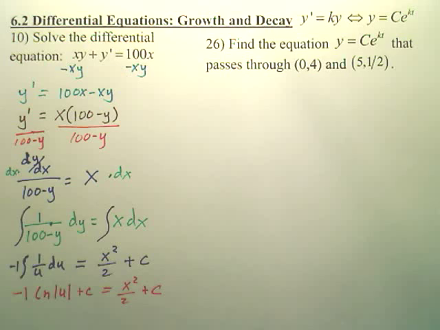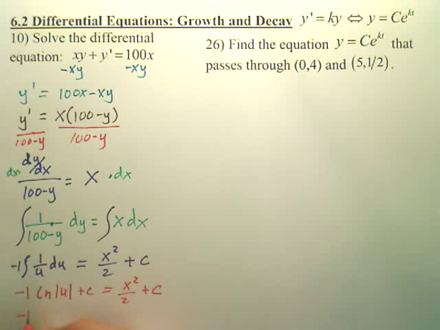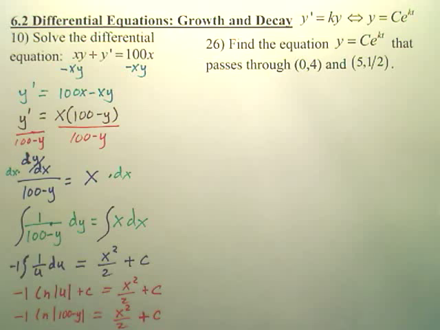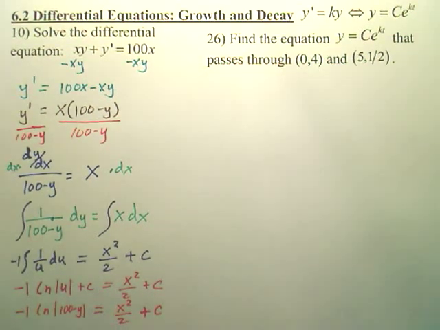What's u? Well, I now have negative 1 ln u, where u is 100 minus y. And could I move this c over here? Now, have I defined c yet? Have I defined my c? So could I just move c over and then have a c minus c? Isn't that just some other constant? I haven't defined what my constant is, so can I just combine constants I haven't defined yet and wait till the end to define it completely?